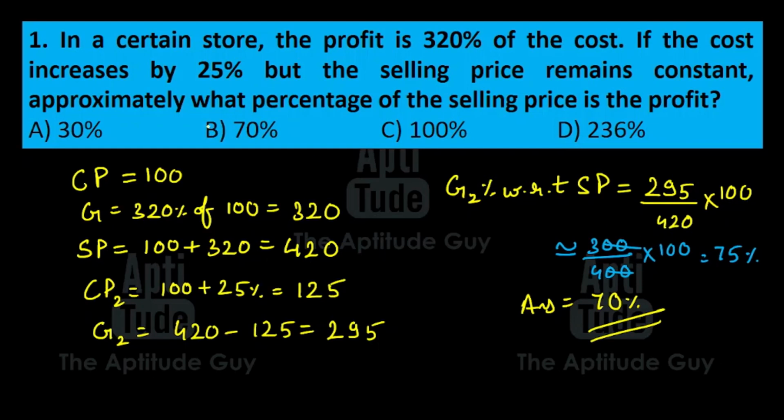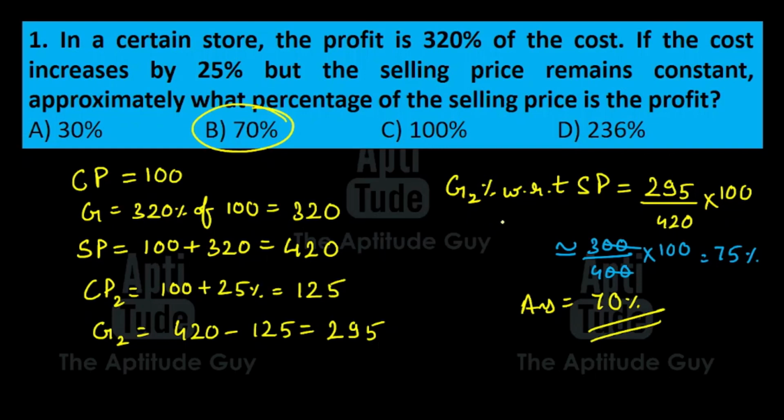Now a lot of people ask me a very valid question. They ask me, you got the approximate answer as 75%. What if in the options you had 80% also? 70% and 80%, both of them are equidistant to 75%. How would you know which one to choose? That is a very nice question.